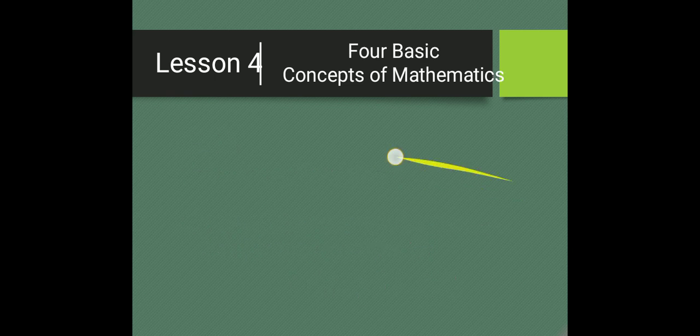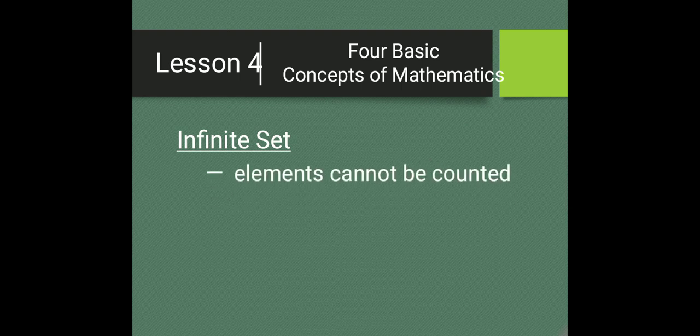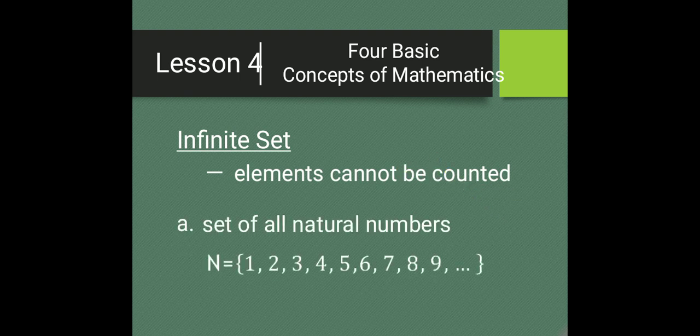Okay. We also have this one. If we have a finite set, we also have the infinite set. A set is infinite if the elements cannot be counted. What are examples of this, sir? Okay. We have this one.